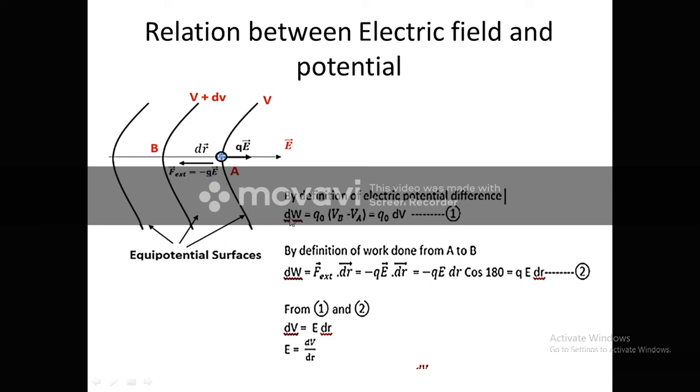So equating these two equations, Q naught will be cancelled with this Q naught. Delta V is equal to E dr, or E is equal to delta V over dr. So this is the relation between the electric field and the electric potential.